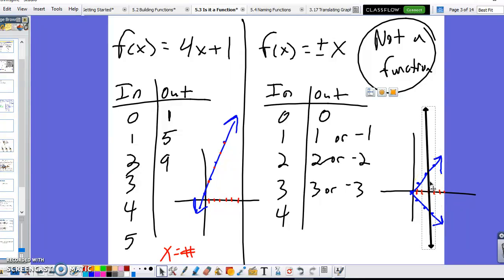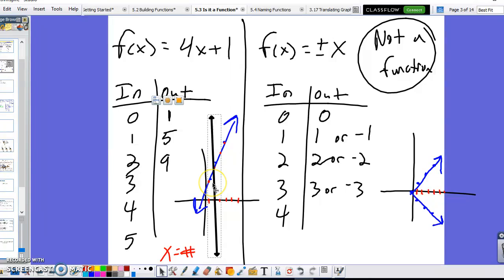If a vertical line would cross your graph more than once at any point, it's not a function. This is a good example right here. Not a function. This one over here is a function. It never crosses this graph more than once. So that's an introduction to 5.3: is it a function? You'll use this information in class while you're working on your activity, and we'll certainly follow up with more of that, but there's definitely enough information to get you started.